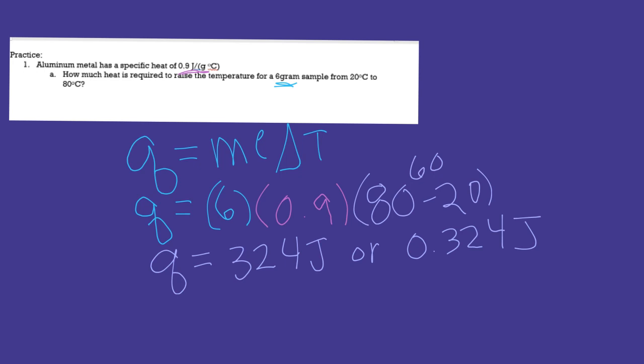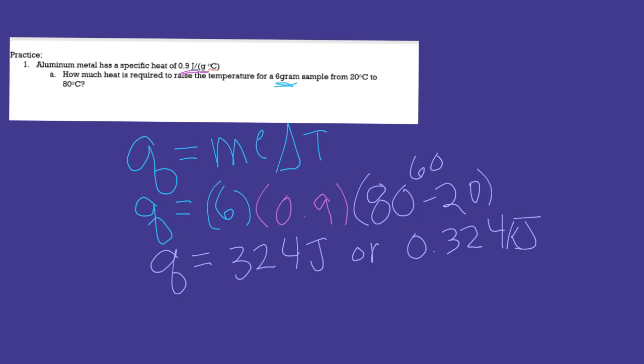All right, and so your final answer should be 324 joules or 0.34 kilojoules. I just divided by 1,000 if it wants it in kilojoules. These are not kilojoules per mole because 6 grams of aluminum isn't equal to 1 mole. So these are this specific example. So it's not an intrinsic property. This is in this exact example, how much did you release?